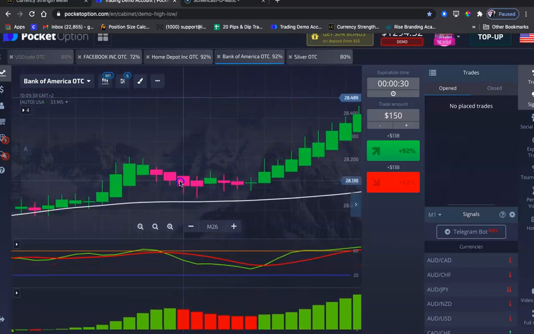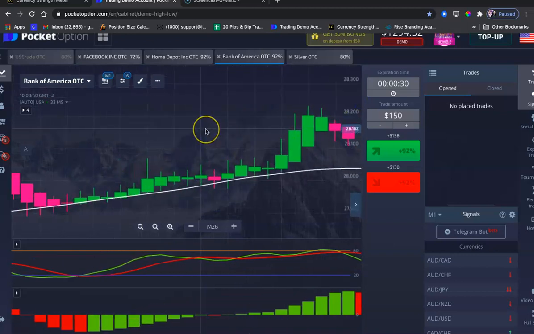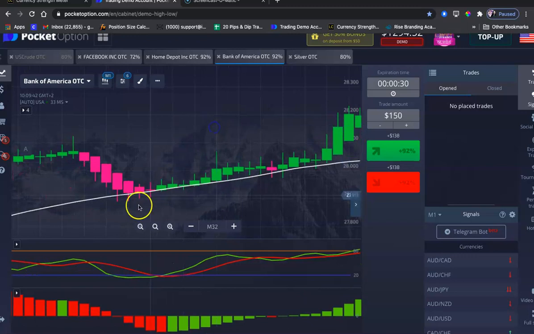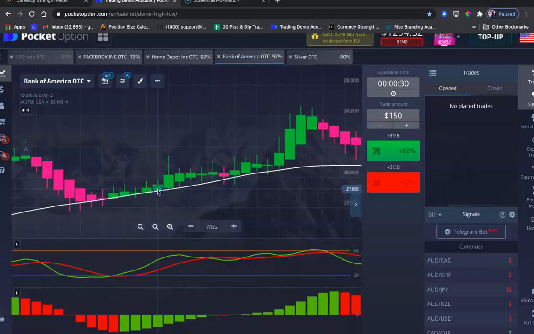Where am I at? Where's my candles? It just shot me across the screen. Okay, so here we were. It changed the trend. Now it came in, but didn't come in very strong, right? But we are still on an uptrend.